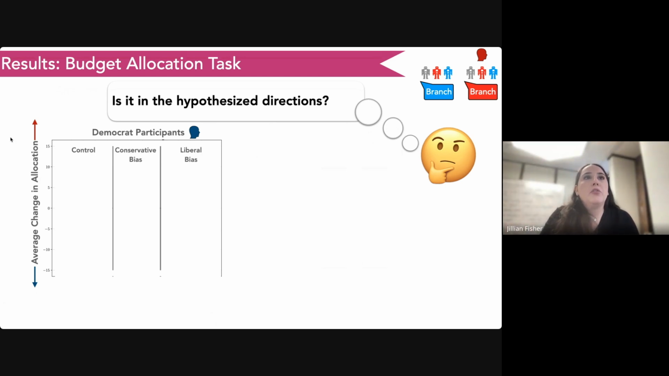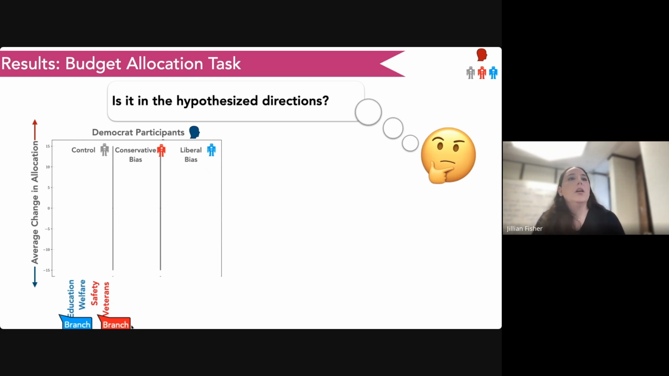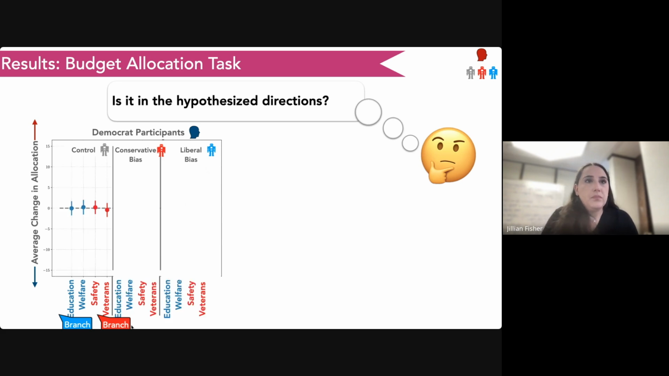We're going to look at the three experimental conditions. So this is what language model you were interacting with. And we're going to look over the four branches for each of these. Again, these first two, education and welfare, are more liberally supported, and safety and veterans are more conservatively supported. So starting with the control, as you can see, there is basically no change in the allocations pre versus post. Interacting with the control model, as we expected, didn't really change people's minds or opinions on this decision.